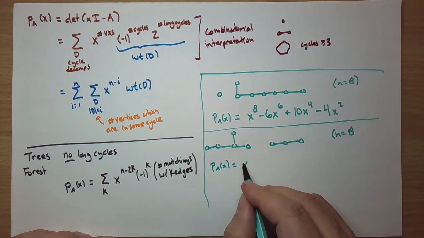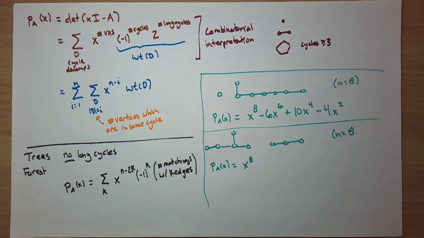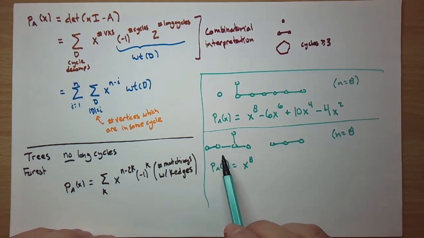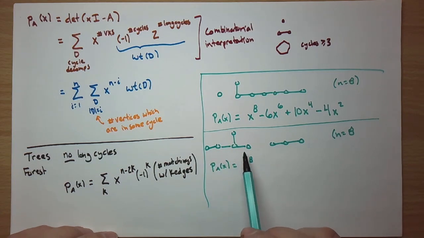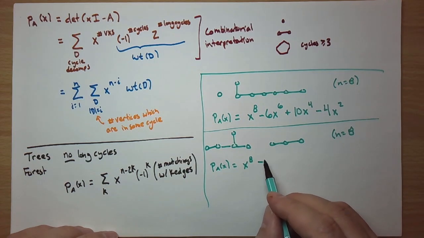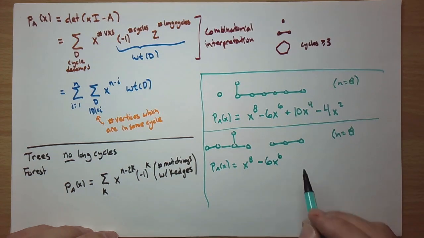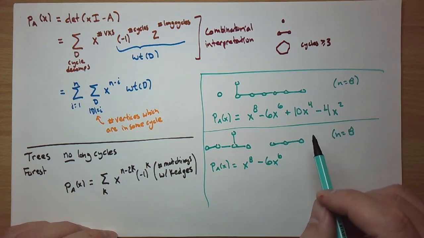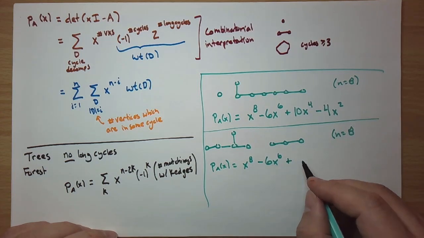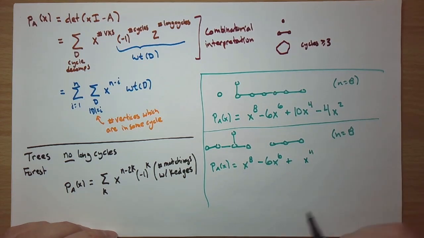Okay, no matching, still x to the 8th. Okay, 1 edge in our matching. So it should be 7. So it's the number of edges. 6. So there's 6 edges. Yep, we knew that too. All right. How about matchings with 2 edges? That'll be a plus, something x to the 4th.